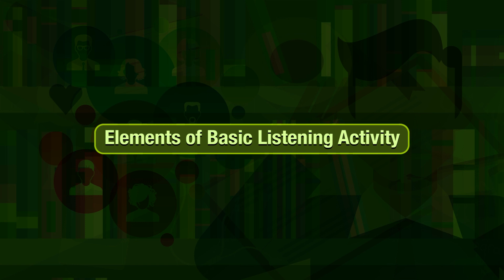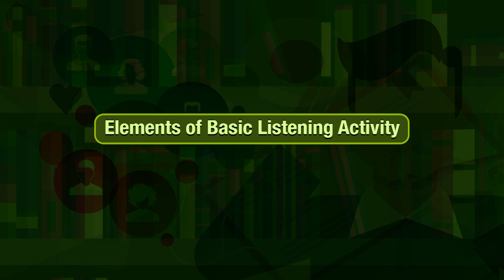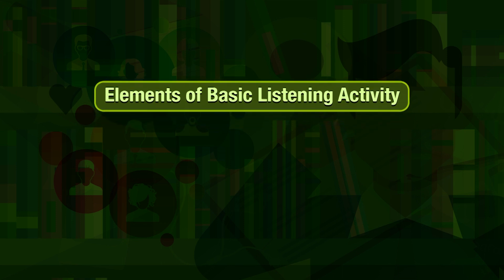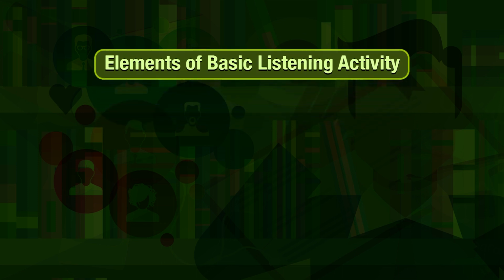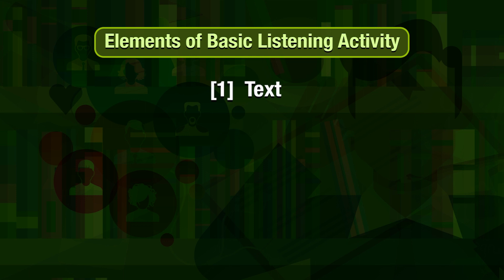Now let us discuss elements of basic listening activity. The basic listening comprehension activity consists of a few elements. First is text. Here text means something to listen to, for example, a story told by the teacher, a dialogue on a CD or DVD, or a TV show, readings, or lectures presented one or more times.